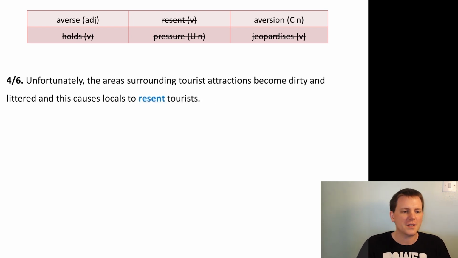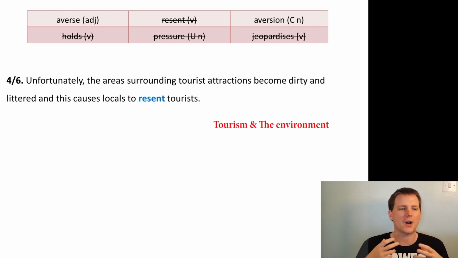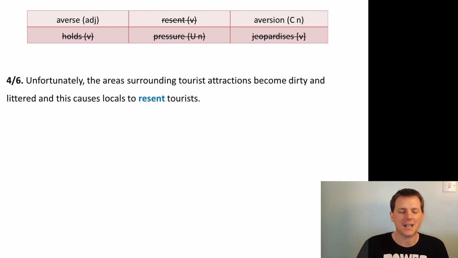Unfortunately, the areas surrounding tourist attractions become dirty and littered, and this causes locals to resent tourists. What's the topic then? Well, tourism, the environment. So resent, you're annoyed because of something unfair happening. And yeah, you can understand that about the locals. They feel it's kind of unfair that people just arrive and then trash the place, basically. So yeah, they resent the tourists for making the area dirty and littered.